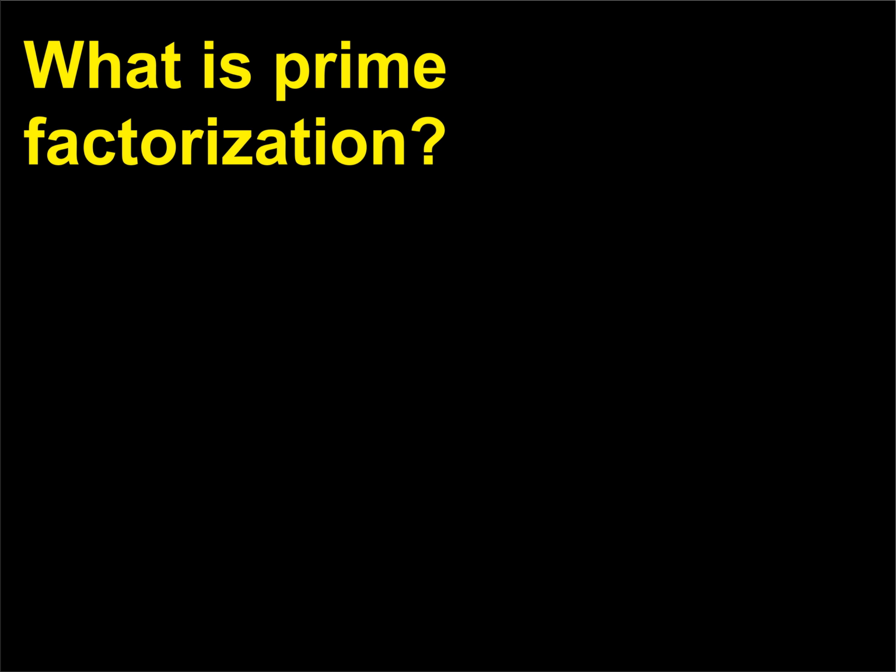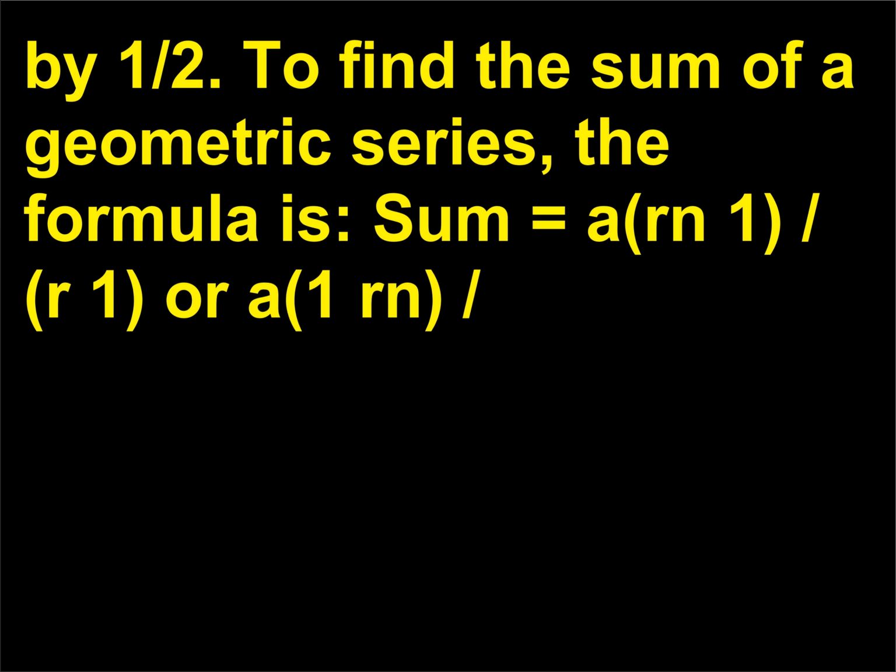To find the sum of a geometric series, the formula is sum equals a(r^n - 1)/(r - 1), or a(1 - r^n)/(1 - r), in which a is the first term, r is the common ratio, and n is the number of terms.